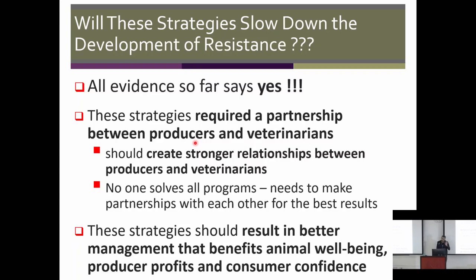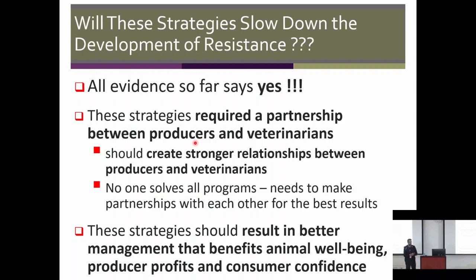But you and the farmers need a partnership. Create a strong relationship between you and the producer or the farmers to solve these problems. So these strategies will result in better management that will benefit animal well-being, consumer confidence, and producer profit. So these are the most important final recommendations for the control strategies in ruminants and horses.